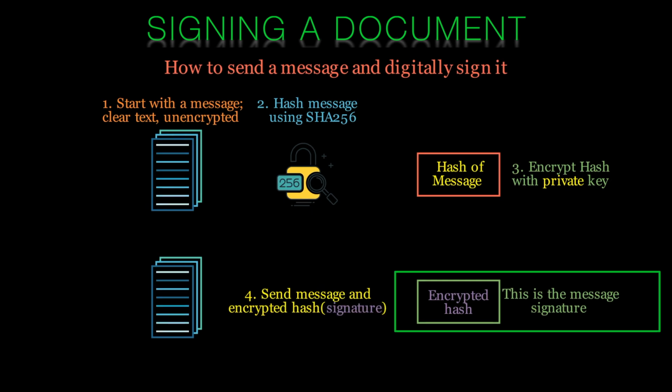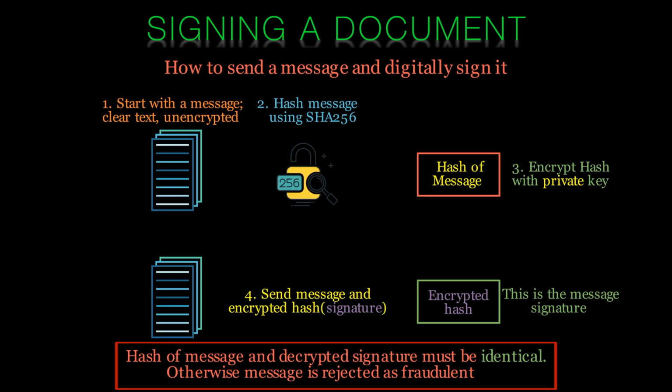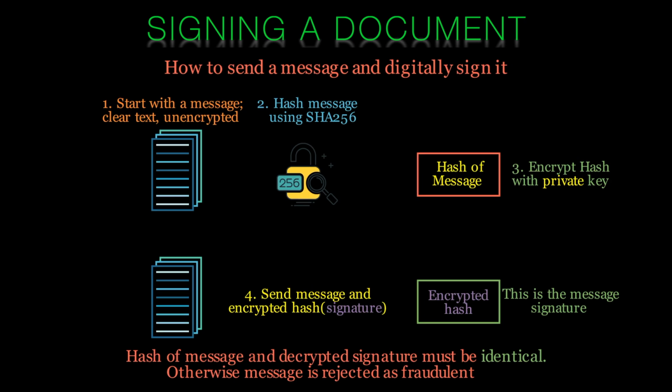Anyone can decrypt the signature with the sender's public key. The decrypted signature will be a SHA-256 hash. The recipient can then apply SHA-256 to the message. The two hashes must be the same. If they are not, then either the message was tampered with or someone is trying to pose as the sender without access to the sender's private key.